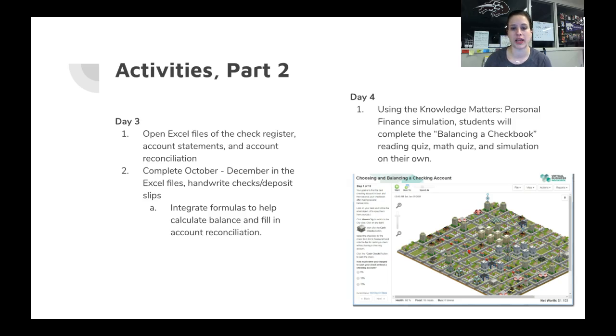But I actually want to bring in Excel and show them how to do their check register on the computer, since that is where we are moving as a society, so I want to make sure they're exposed to that. And complete October through December, handwriting the checks and deposit slips still. And we'll integrate formulas with Excel.